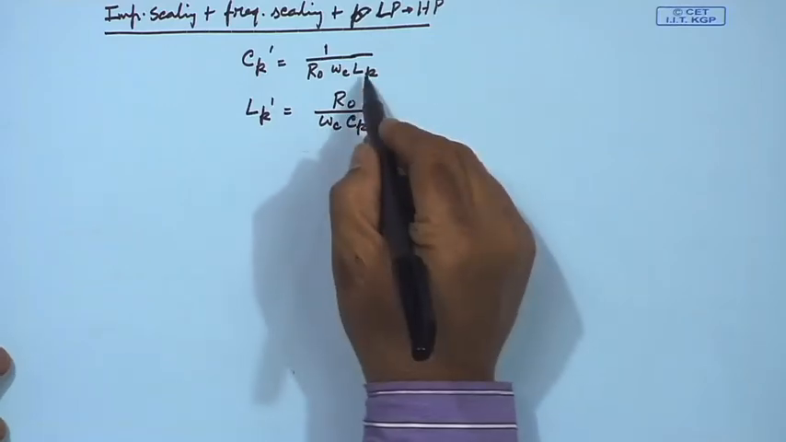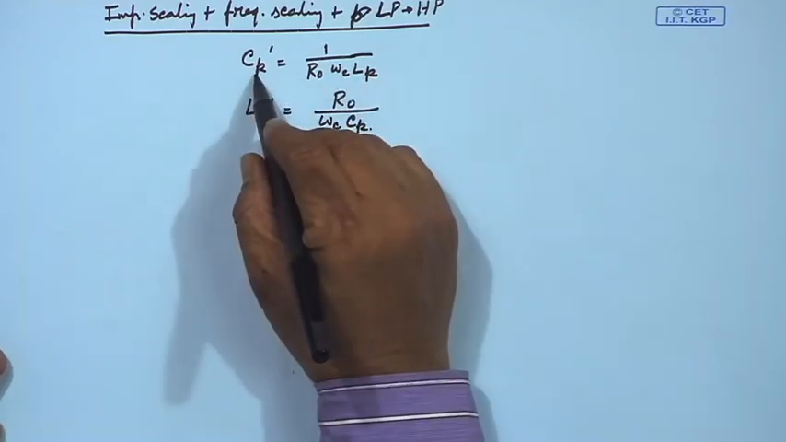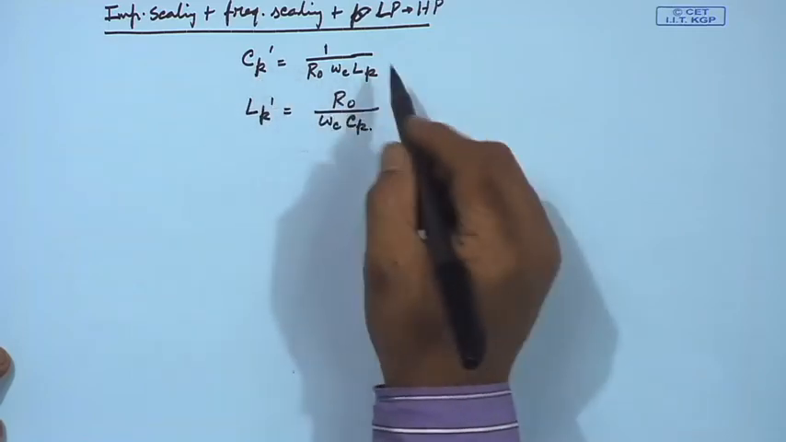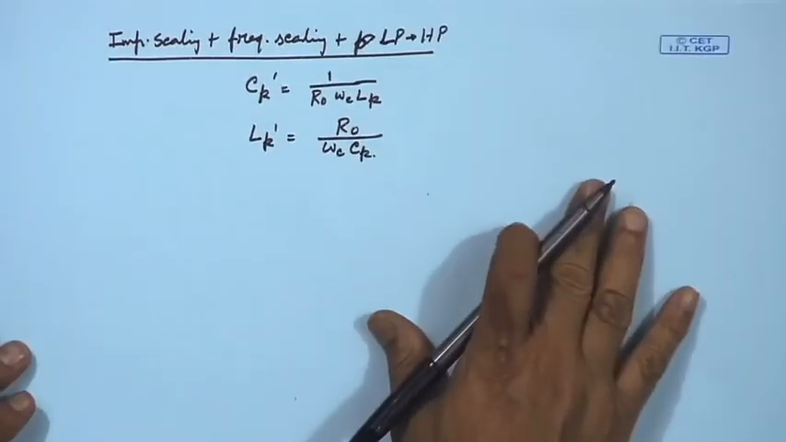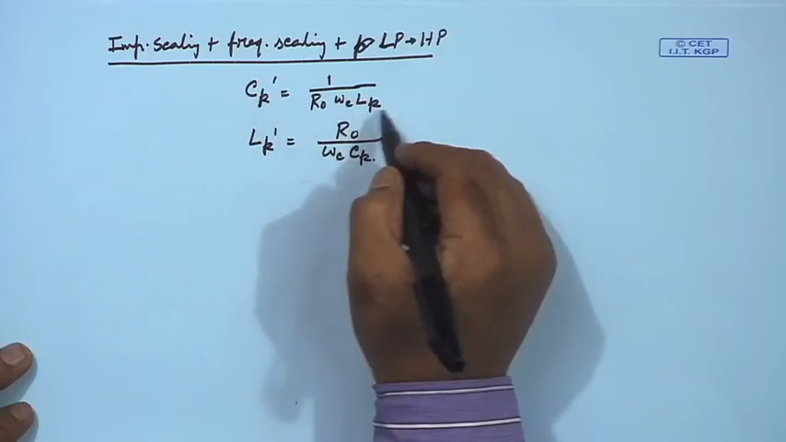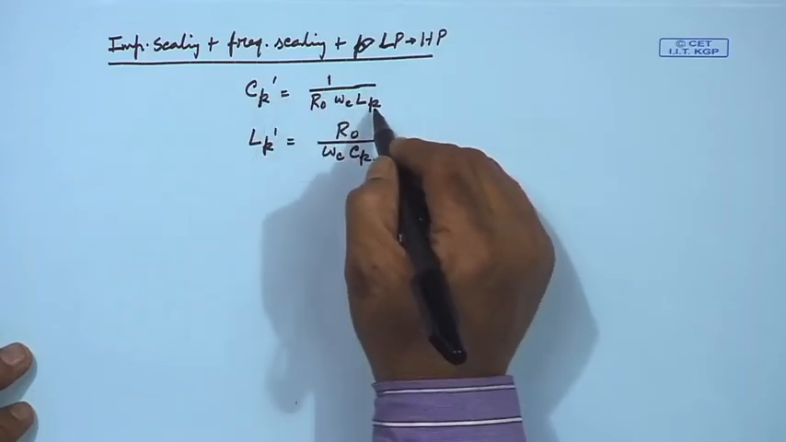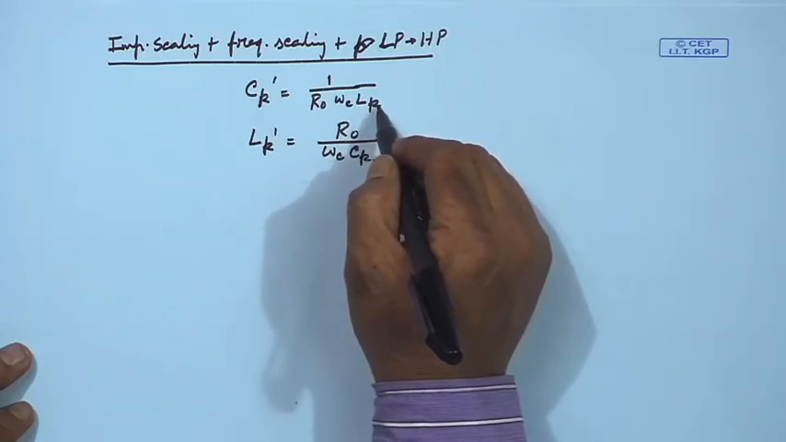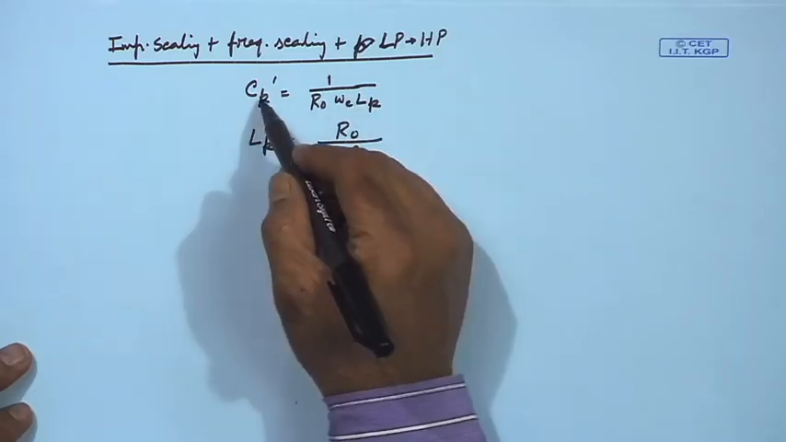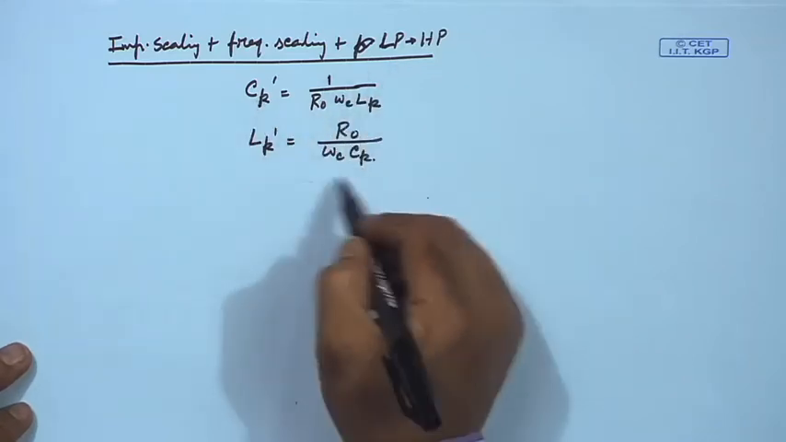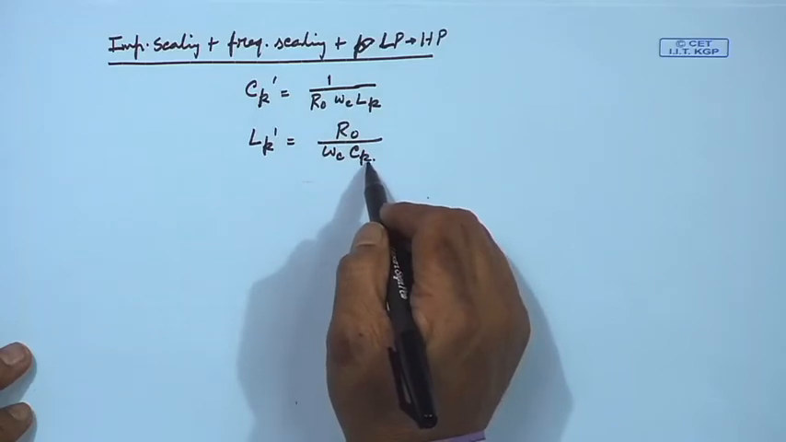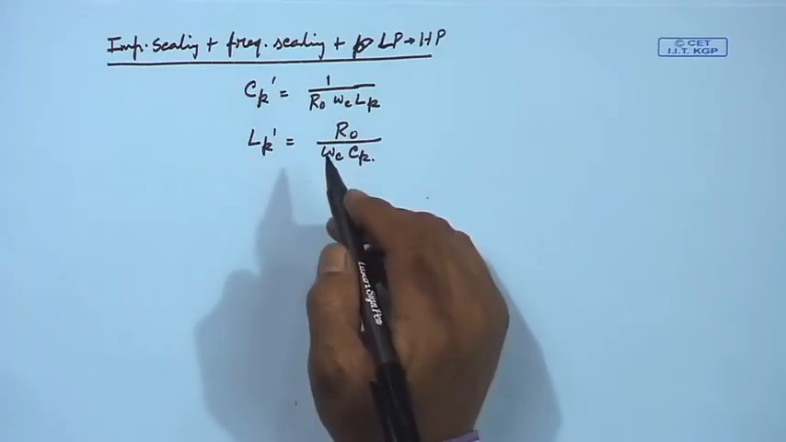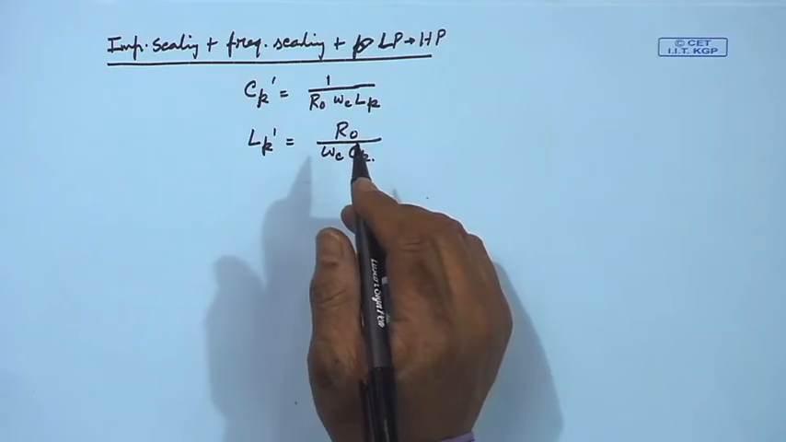So, an inductor changes to a capacitor. This is well known, but with the scaling you need to know that if I want to go from a low pass prototype to a high pass filter, the inductance in the low pass filter prototype will be changed to a capacitor with this value, and the capacitor in a low pass filter will be changed to an inductor with that value.